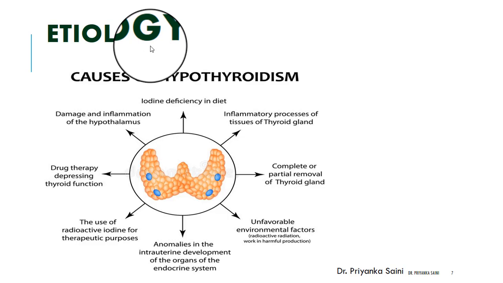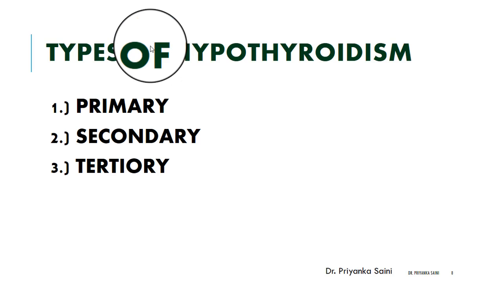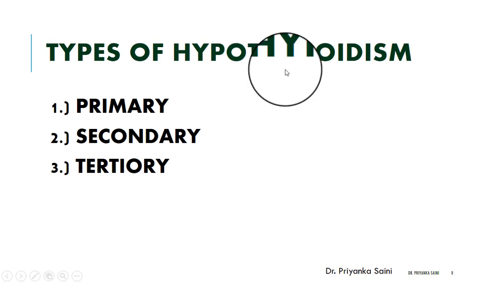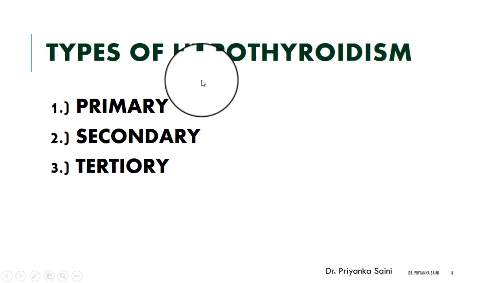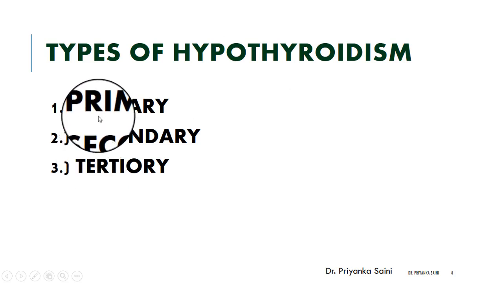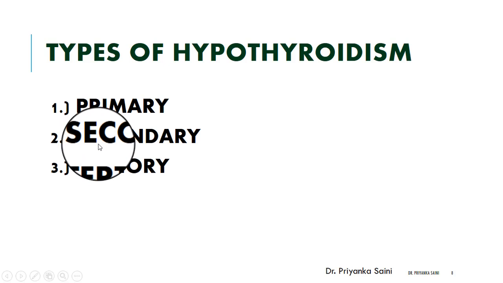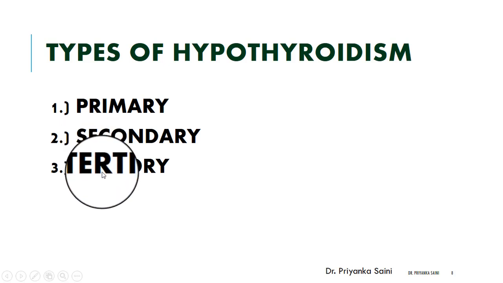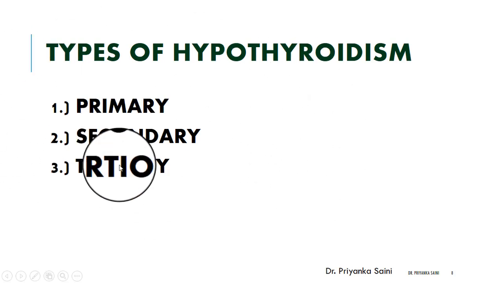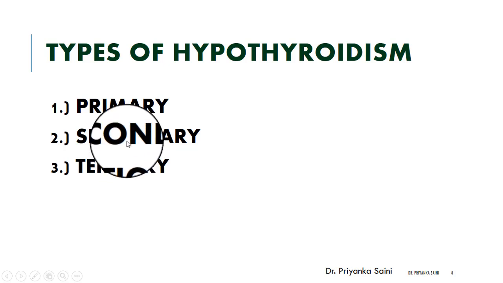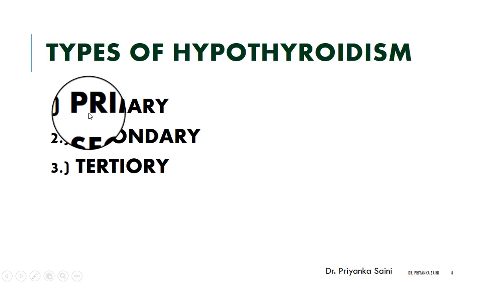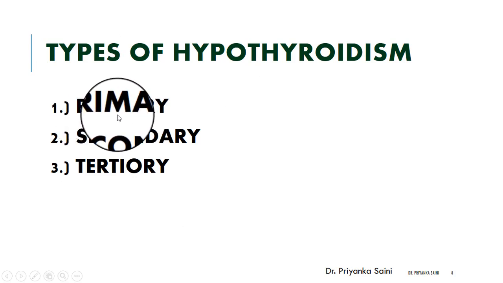Now next, we will discuss what the types of hypothyroidism are. Basically, there are three types of hypothyroidism, as you can see here on the screen: primary hypothyroidism, secondary hypothyroidism, and tertiary hypothyroidism. Here secondary and tertiary are both similar. Now we will discuss the types one by one. So let's start. First of all, we have primary hypothyroidism.